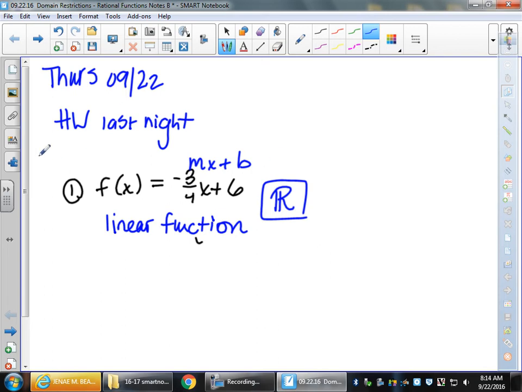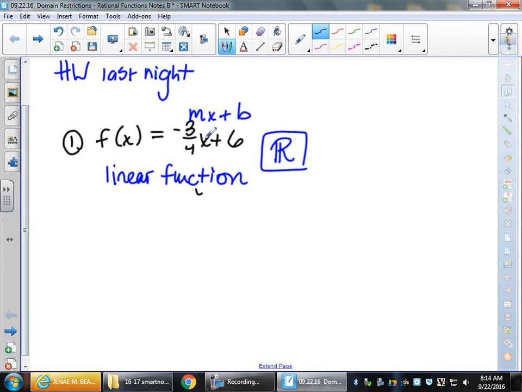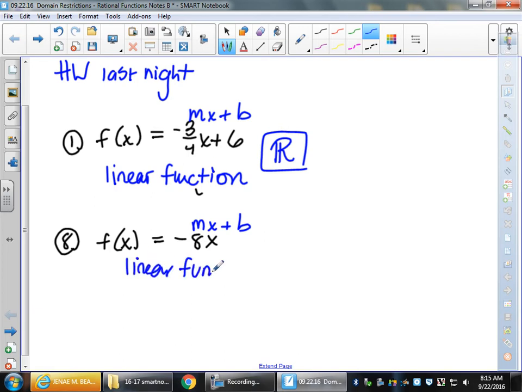Number 8? What does number 8 say? Do we see any square root here? Is this not also mx plus b? Still linear. What's the y-intercept on this? 0. All real numbers.